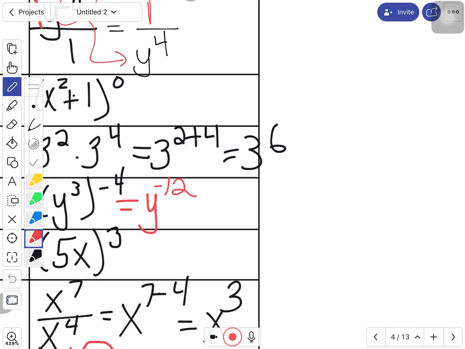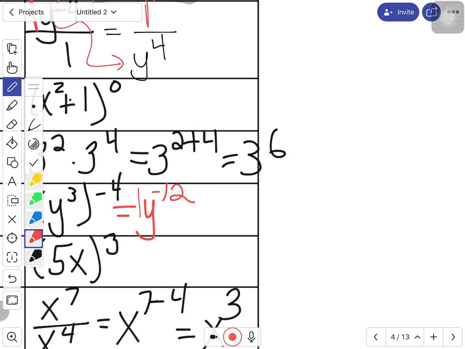So let's look at that y to the negative 12th again. It has a 1 in front of it, but 1 is raised to the first power. 1 to the first power is 1. That can stay on top. Y to the 12th has to move to the bottom.